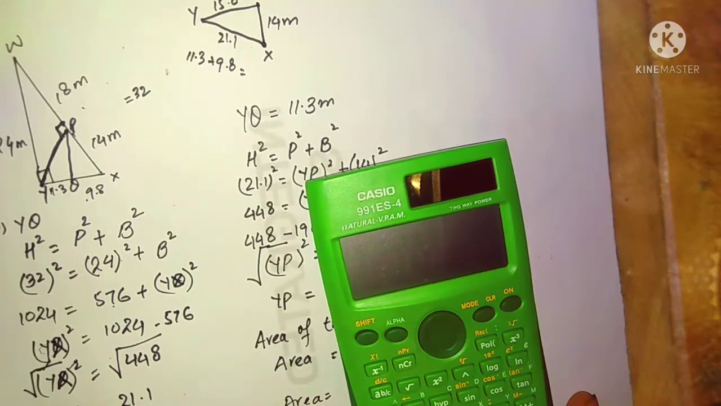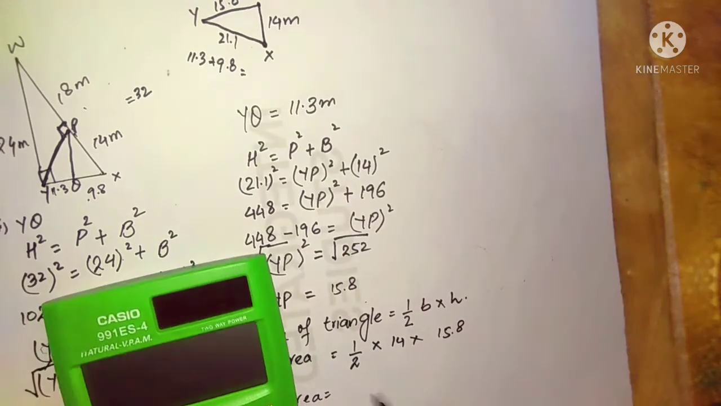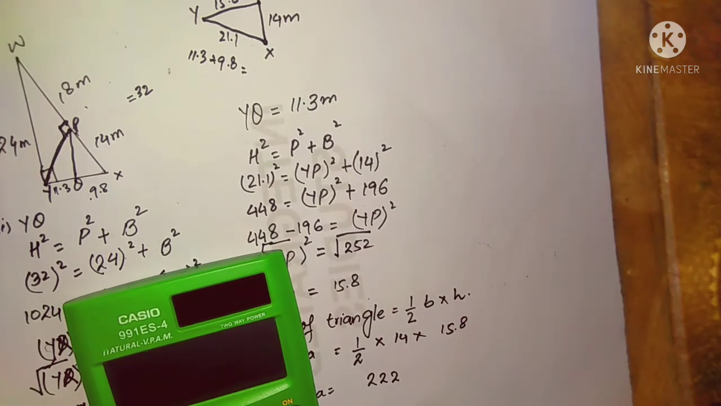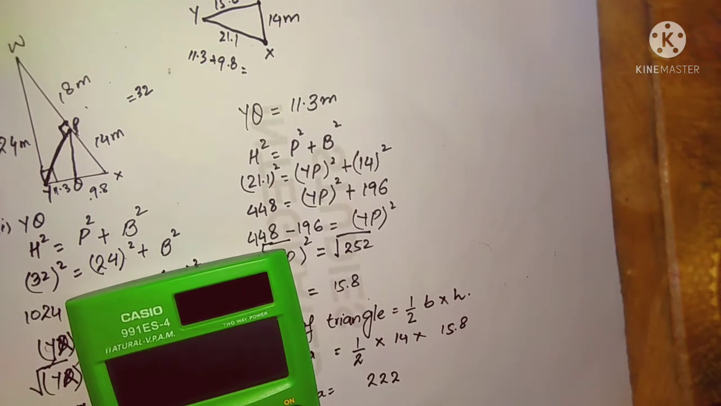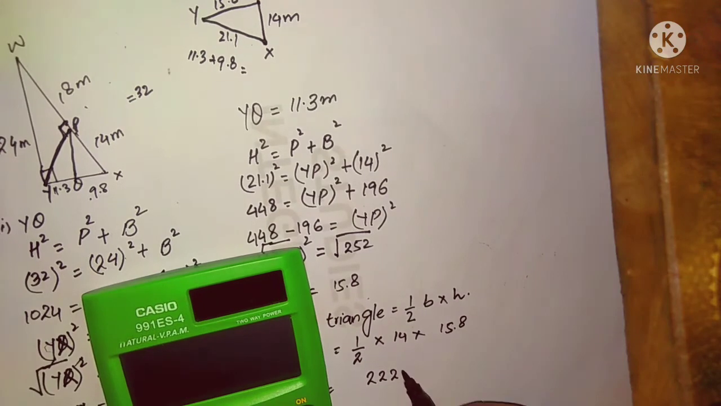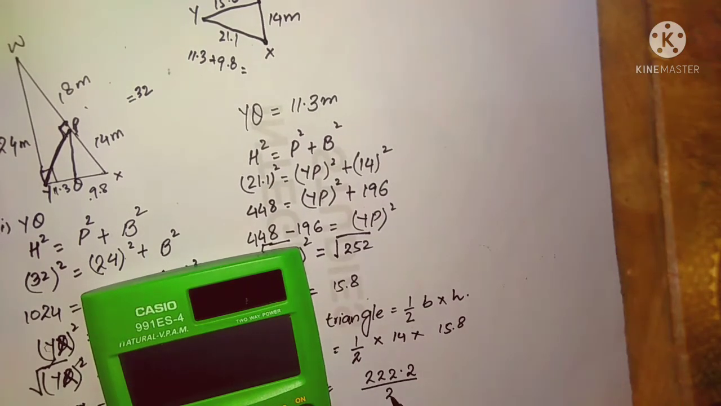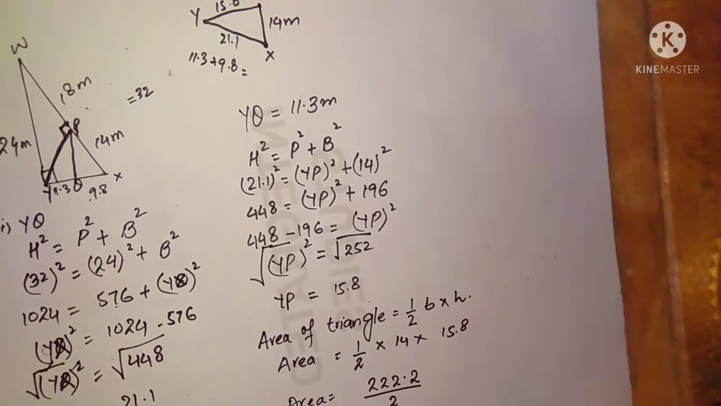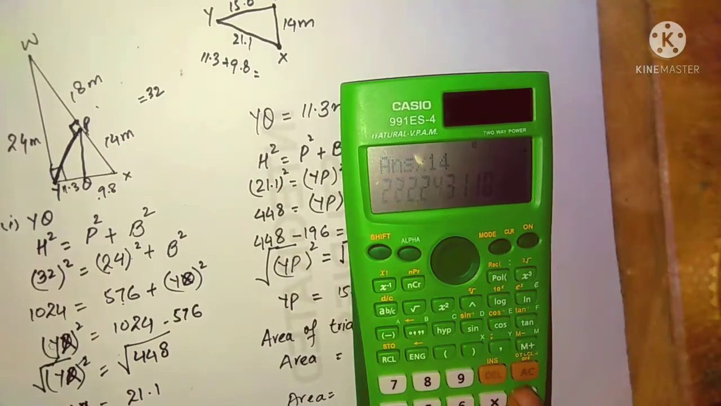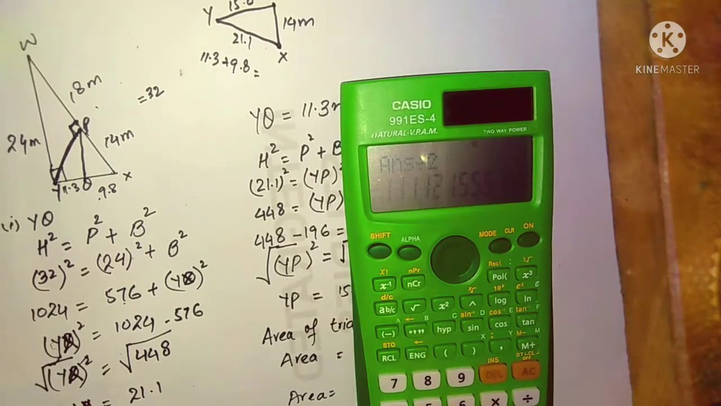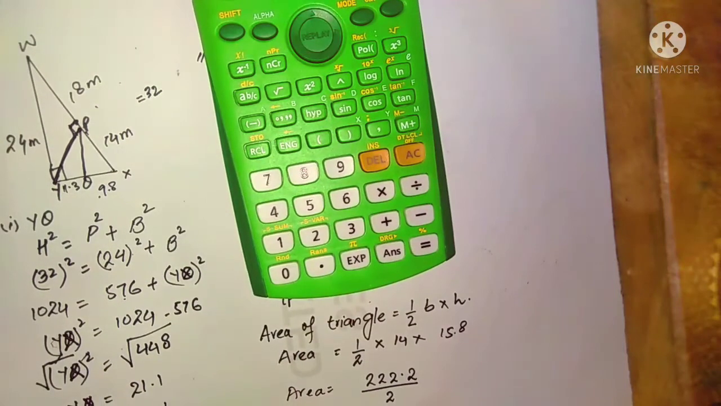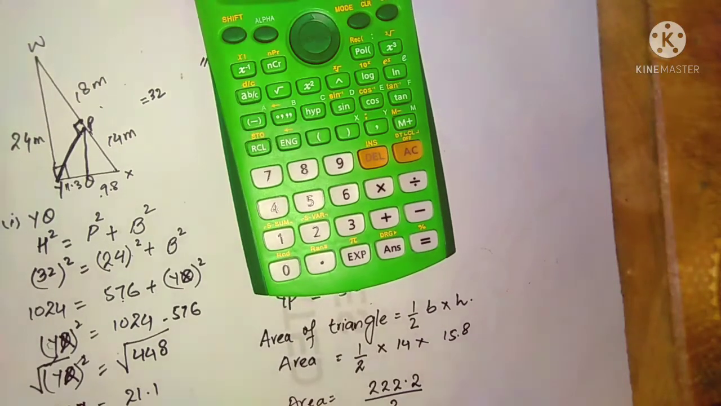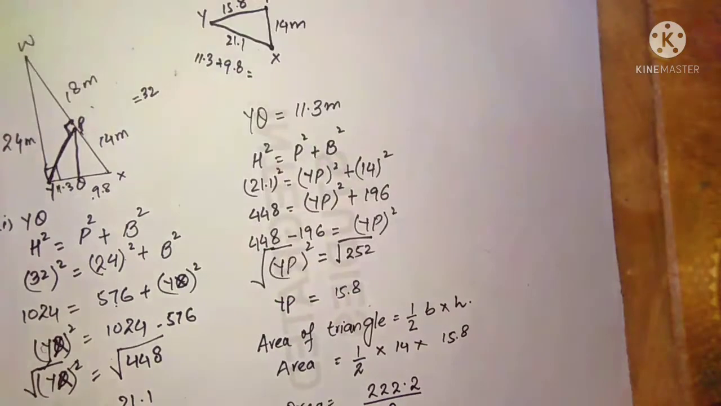You will get 222.2. So you will divide it by 2. When you divide it by 2, what will you get? 111.1, or you can write it as 111 meter square. This is your area. Okay students, I hope that it's clear to you.